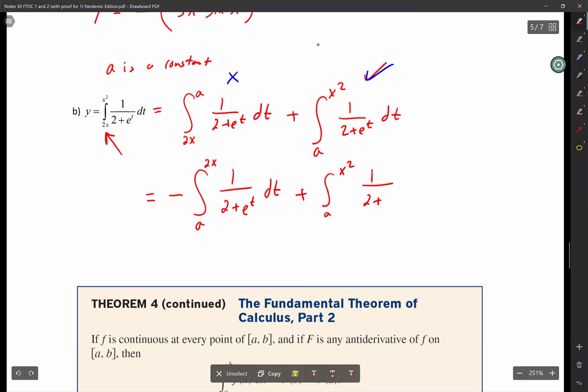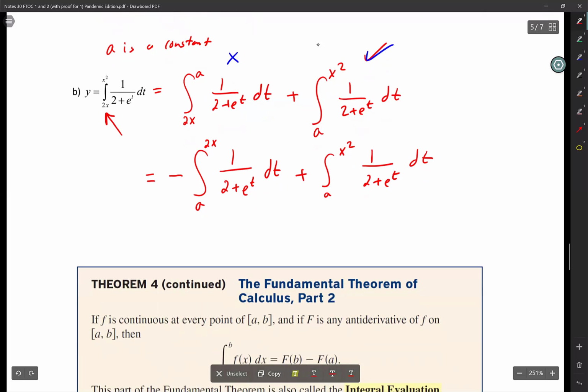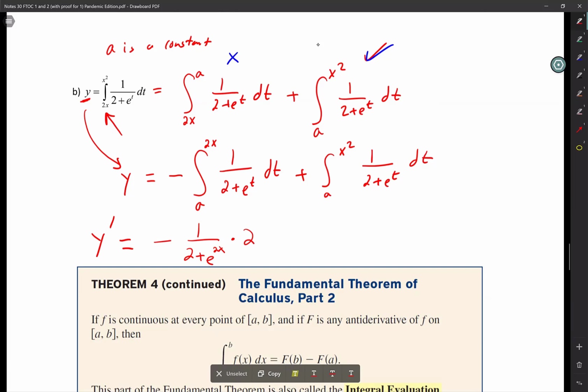And it's really simple, guys. So here we go, and I'll slow down. That is equal to y. Y equals that. So y prime, I'm taking a derivative, equals negative 1 over 2 plus e to the 2x times 2. I'll fix it in a little bit. Why did I do times 2? Because the derivative of 2x is 2. And you're done with that.